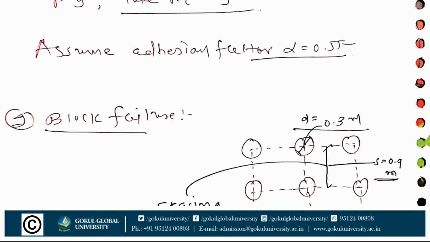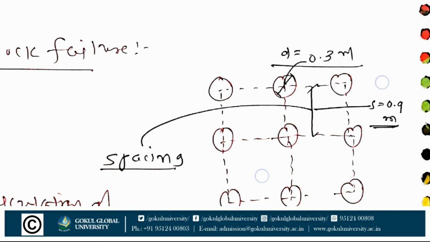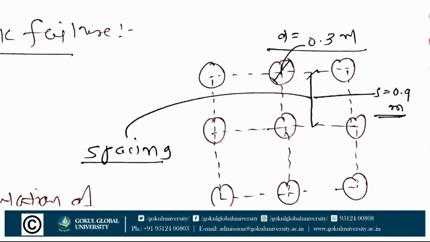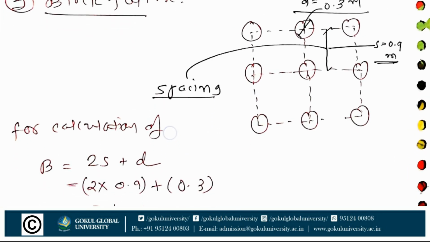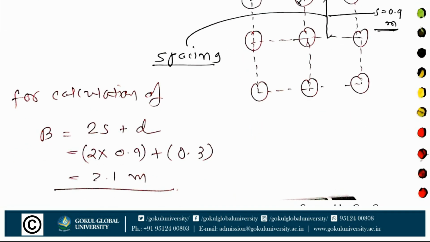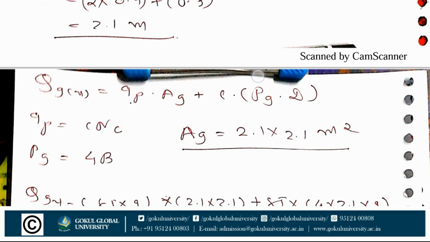For block failure, remember everything is given in the figure. There are 9 piles, we have to put 9 piles. The spacing here is given 0.9 meter. Diameter is already given, D is equal to 0.3 meter. So we can calculate B, 2S plus D: 2 into 0.9 plus 0.3 is equal to 2.1 meter.